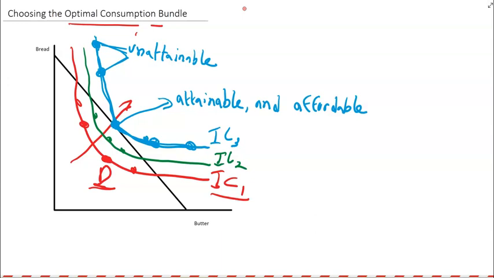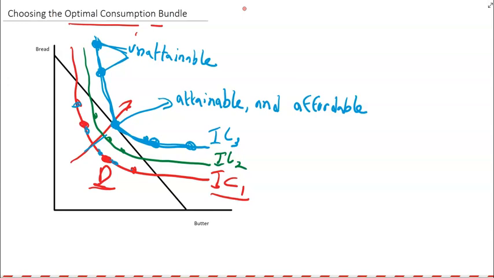Thus, from here, we can see that the optimal consumption bundle for this individual is not points inside the budget set, because I can do better. I can get more utility if I move outwards. They are not somewhere outside the budget set like these, because those points are unaffordable. It is the point that is on the line of the budget set, and where the indifference curve is tangent to the budget set.